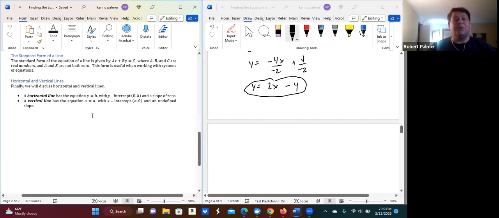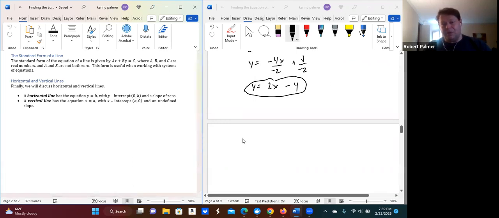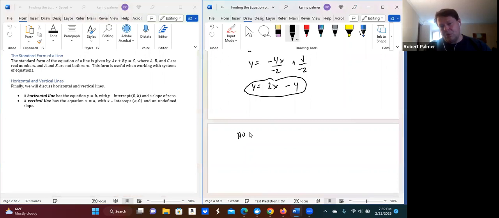And also, a horizontal line has an equation y equals a number, with a y-intercept of 0, that number. And a vertical line has an equation of x equals some number, and the x-intercept is a, 0, and it also has an undefined slope. So let's take a look quickly at these horizontal and vertical lines.